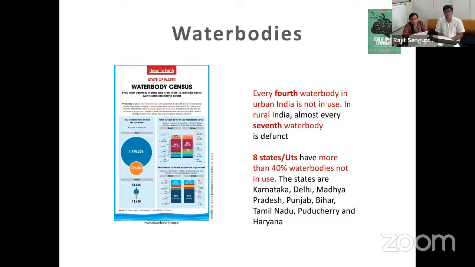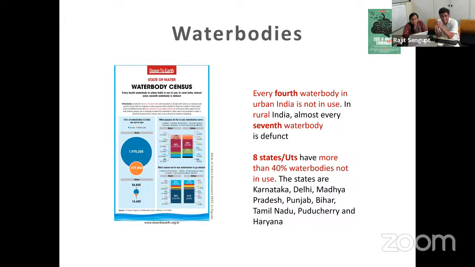The recently released water bodies census was another one that came out. We looked at it and found two interesting points. One was that even though India has a very small share of urban water bodies, every fourth water body in urban India is not in use. We know the role water bodies play during flash floods: they work as a sponge that holds the excess rain and water that comes in. So 1 out of every 4 water bodies in urban India is defunct. In rural areas, it was 1 out of every 7, which was obviously much better.